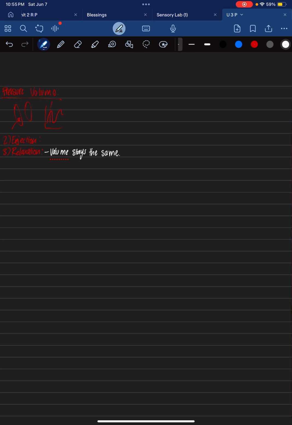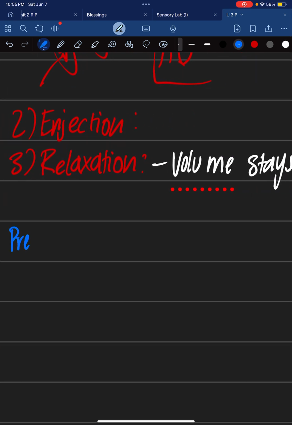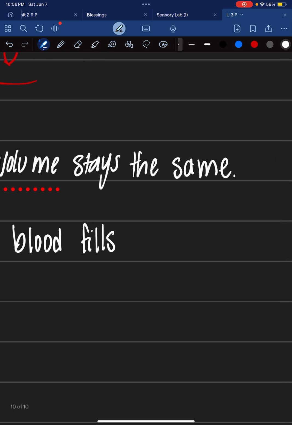So I want to talk about preload, which is how much blood fills the ventricle before contraction.